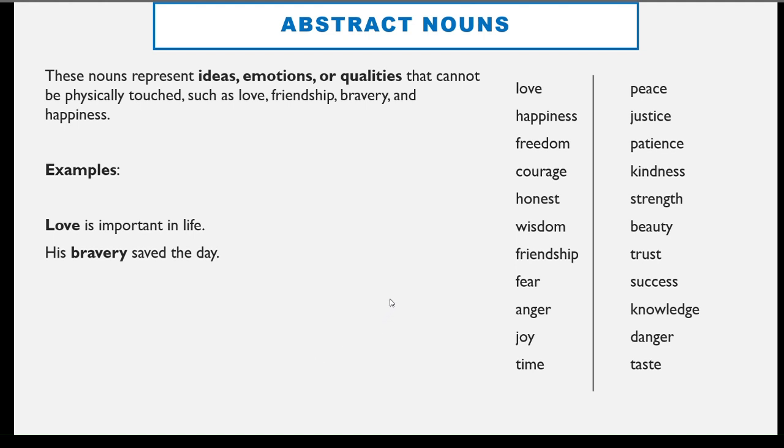We also have abstract nouns. These nouns represent ideas, emotions, or qualities that cannot be physically touched, such as love, happiness, freedom, peace, justice, patience, and more. Here you can see the table with most common abstract nouns. Make sure you translate it and learn it because it will help you enrich your vocabulary. Let's see examples. Love is important in life. His bravery saved the day.